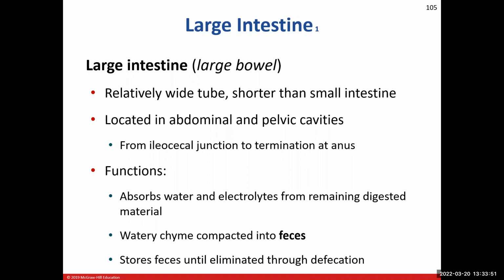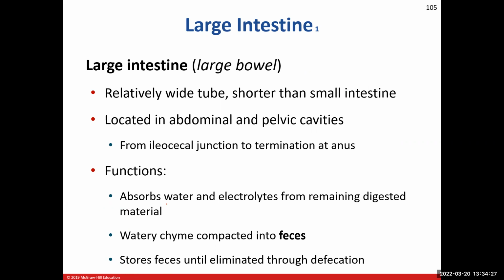Okay, so let's talk about the large intestine, finishing up here, otherwise known as the large bowel. We're moving from proximal to distal, and we're now approaching the more distal part of your GI tract. The large intestine is found in the abdominal cavity and the pelvic cavity. Its main job, its main responsibility, is like the cleanup batter.